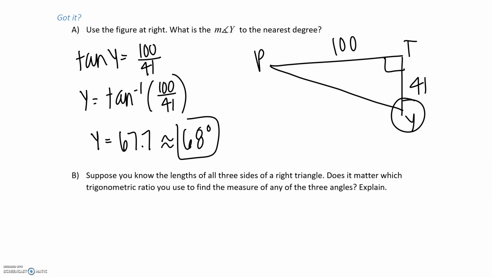And this last one, if we have the lengths of all three sides of the triangle, does it matter which trigonometric function we use? It does not. Does not matter.